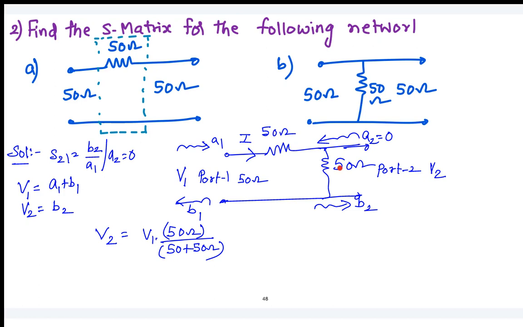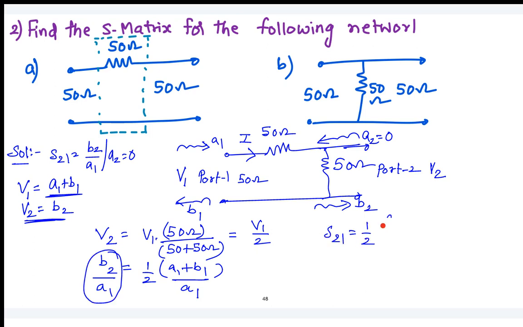What is the condition you are getting? That is equal to V1 divided by 2. And you already know the values, right? B2 is equal to 1 by 2 times V1, meaning A1 plus B1. Now what I will do is divide both sides of the equation by A1. This can be said to be S21, which is equal to 1 by 2 times, if you compute this factor, 1 plus B1 by A1.